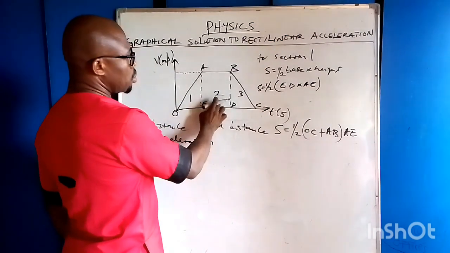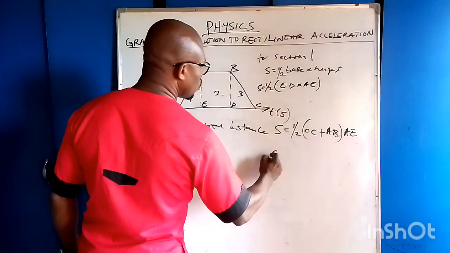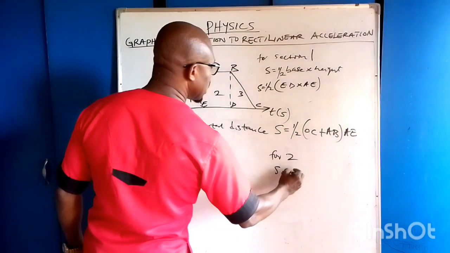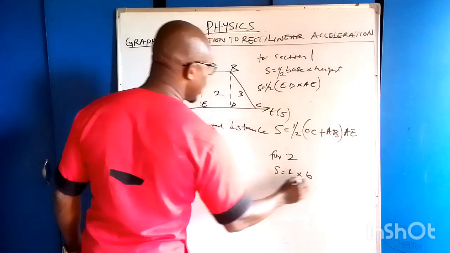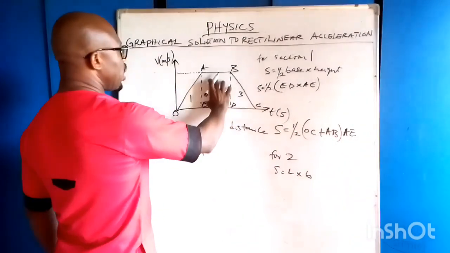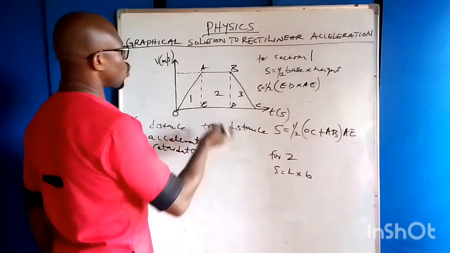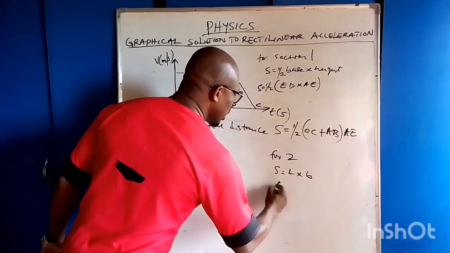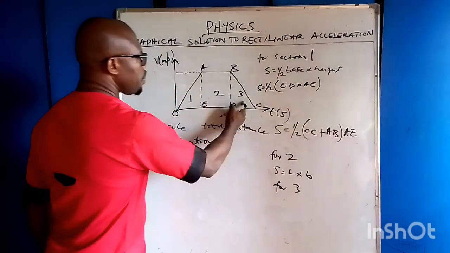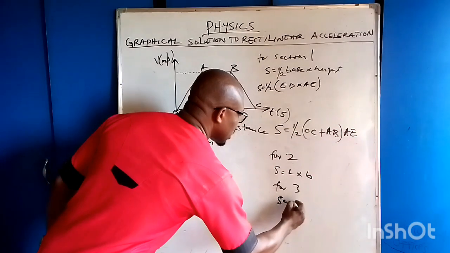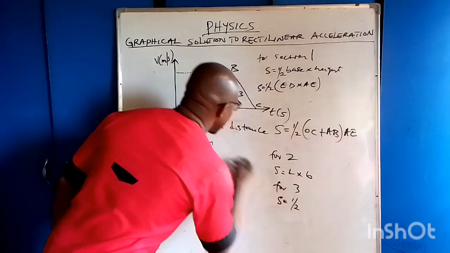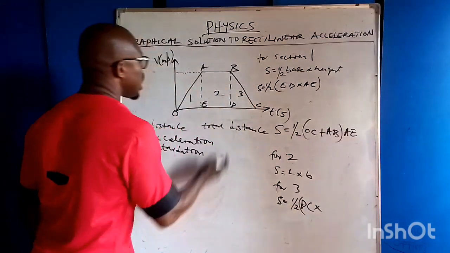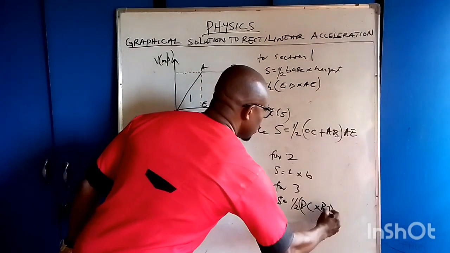If it's for this one now, this is for section 2. For section 2, we now have S is length times the breadth, because either we have it as a rectangle or a square. It is still length times the breadth. Now for section 3, it's still the same thing. Distance covered here, S is half base times height. The base here now is DC, half DC times the height, which is BD, as the case may be.